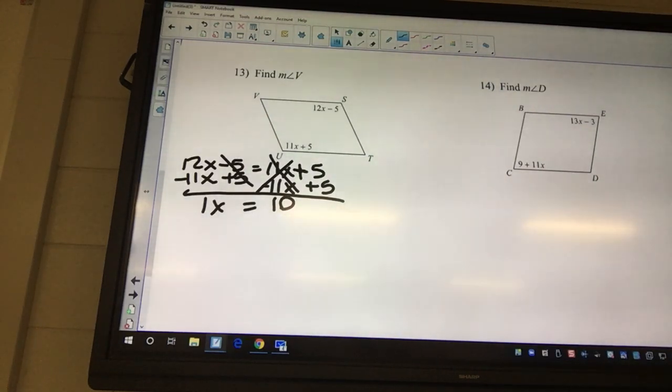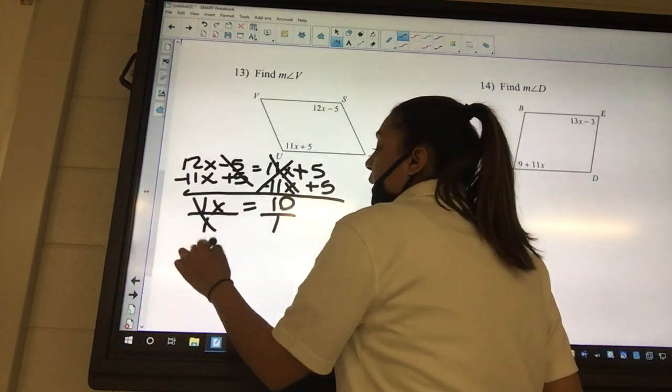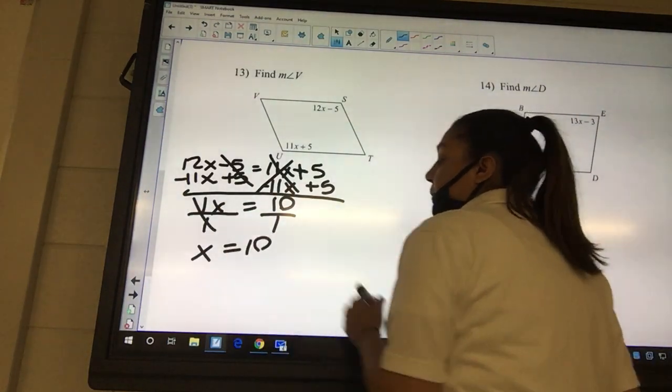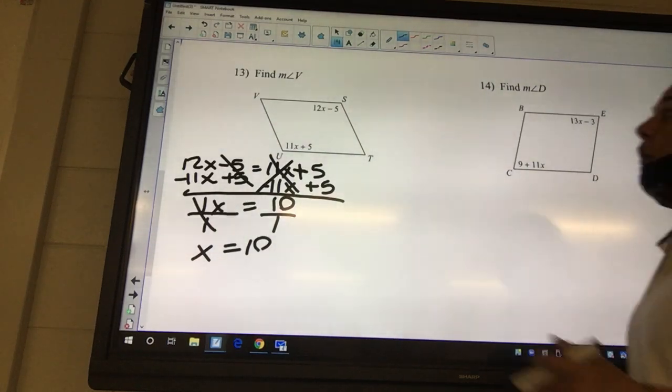Okay, and then what was our next step? 1x equals 10. Divide by 1. So x equals 10. Okay, now what do we do? We have to plug it in. We gotta plug it into one of the equations. Which one do you want to plug it into? Whichever one's the easiest. Okay, I would use U or you can use S.